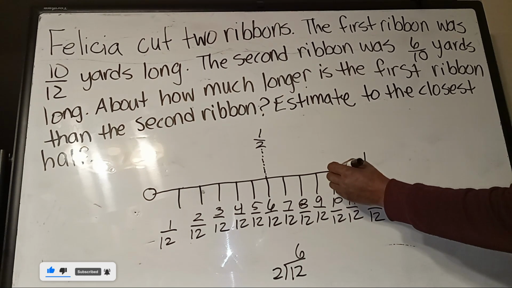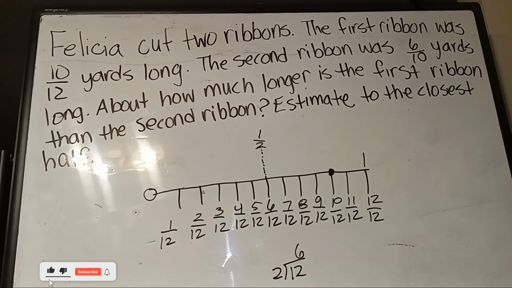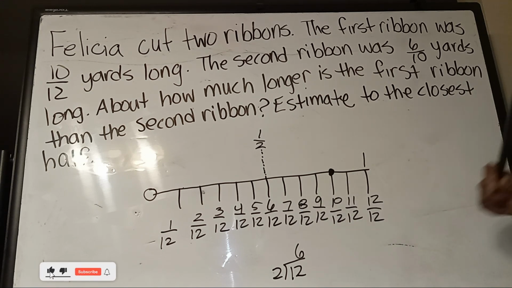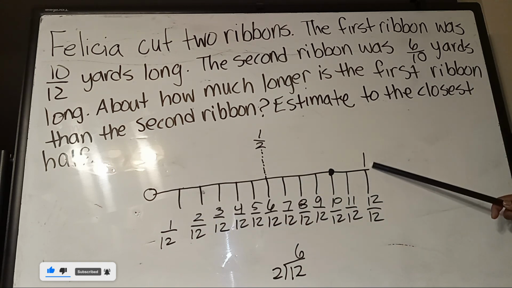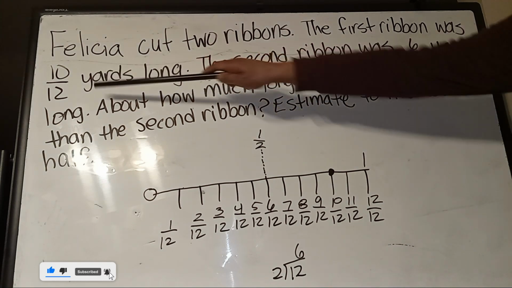So here is our 10 over 12 mark. And again, this is the easy part where we just have to look and see where our fraction lands on the line, and which number it is closest to. Is it closest to the 0? Is it closest to the half, or is it closest to the whole? To the whole. Exactly. Another way you can tell is that you have 10 over 12.